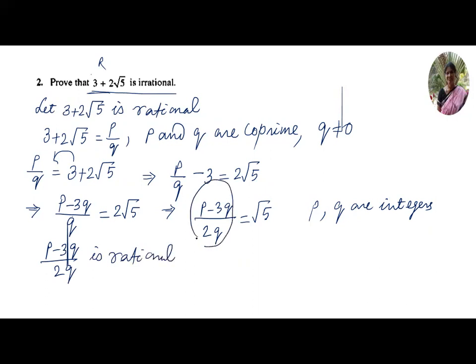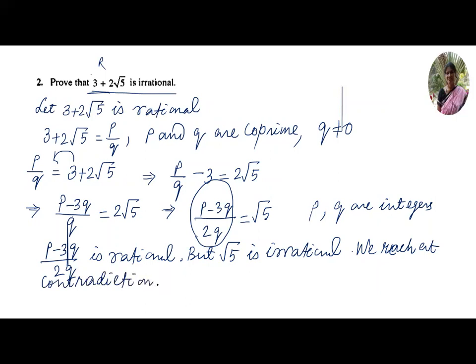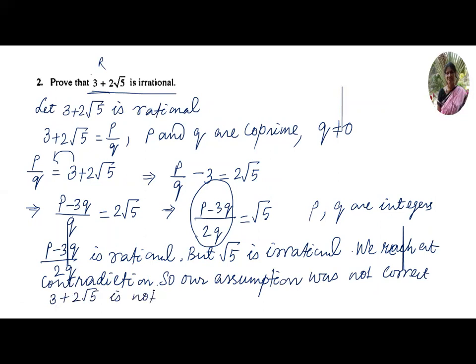That means LHS is a rational number. But we already know, we have proved, root 5 is irrational. So when it is irrational, we reach a contradiction. So our assumption was not correct. That means 3 plus 2 root 5 is not a rational number. 3 plus 2 root 5 is an irrational number.